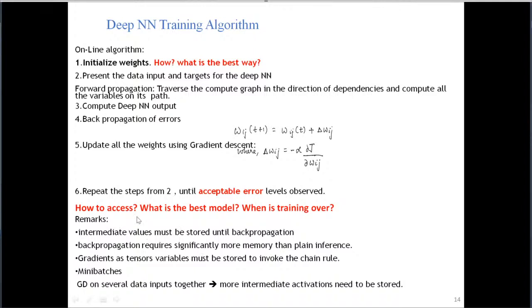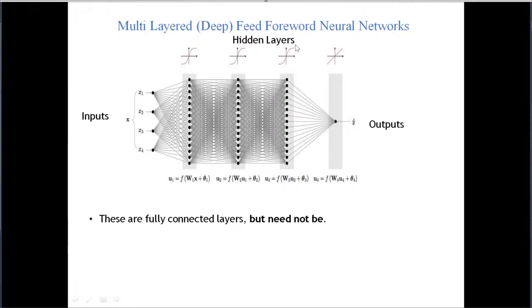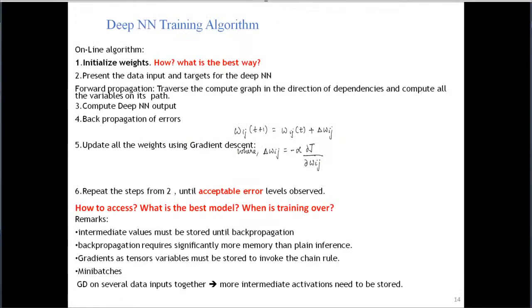So what are the limitations? Intermediate values must be stored until back propagation finishes. So when you are moving in the forward direction, you have to store all values, which is a wastage of memory. You require a huge amount of memory to store them till back propagation is complete. Back propagation requires a significant amount of memory. Gradients as tensors must be stored to invoke the chain rule. So once you are calculating this gradient, you have to store it also, because we are following the chain rule of calculus.